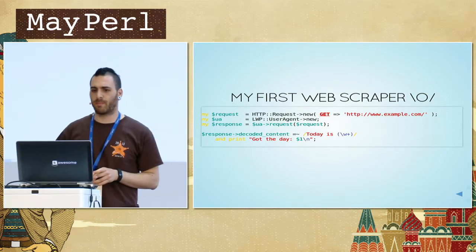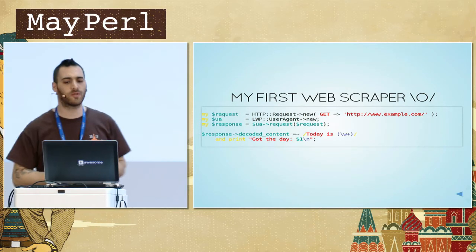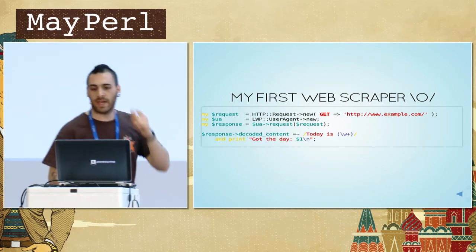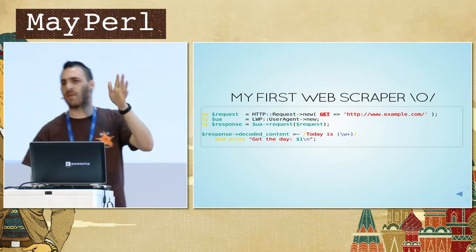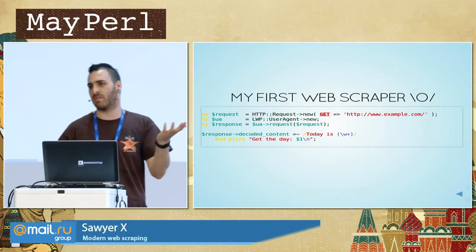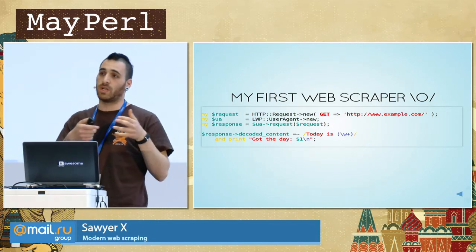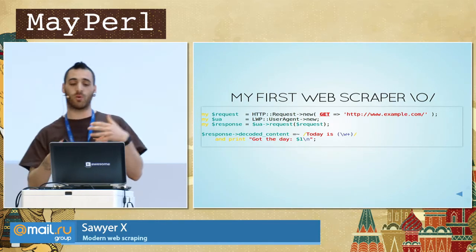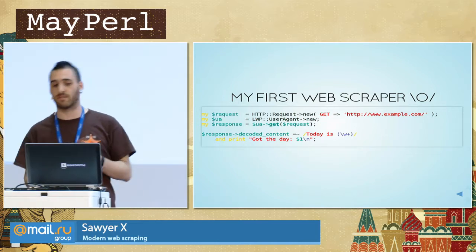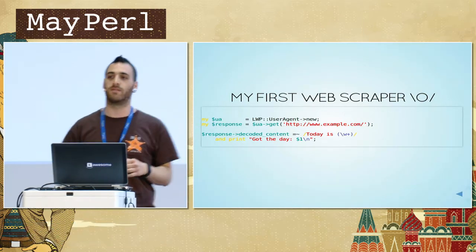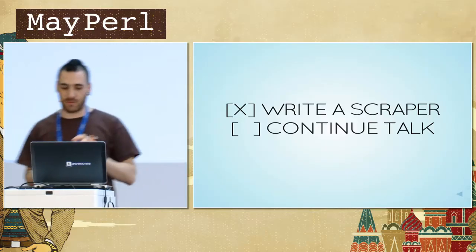Now, there's a few things that we can actually improve here. The first thing that we'll do, it's very simple. Do you see the GET over there? We can specify any method we want, but because these methods are very common, LWP::UserAgent allows you to call not just request with a general request, but also a specific method. So we can change it to get. And then we take the URL, and we just throw the URL into get, and then we don't need this thing. So it's a bit shorter. It's a bit nicer. So first step, write a scraper. Done. It's really good. Next step, continue.